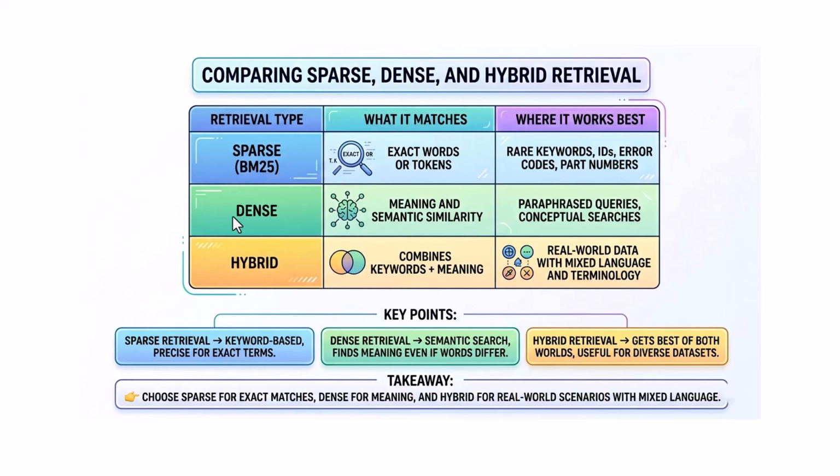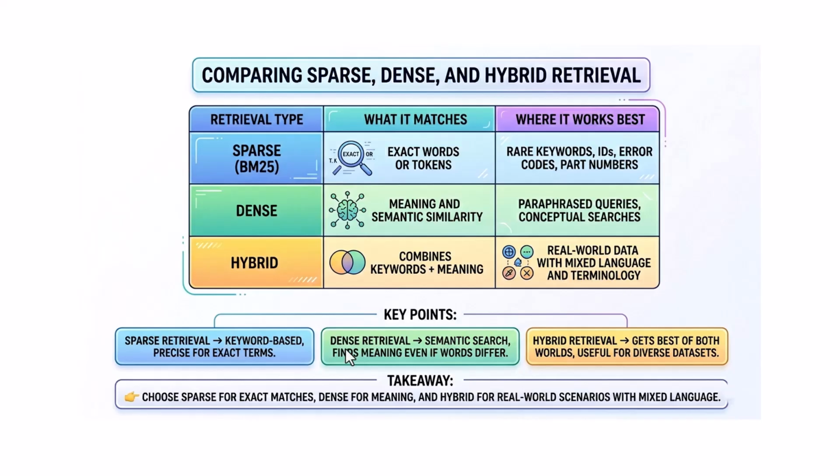Let's understand the comparison between sparse, dense, and hybrid retrieval methods. In the sparse retrieval method, it matches with exact words or tokens, and it works best with rare keywords, IDs, error codes, and part numbers. In the dense retrieval method, it matches with meaning and semantic similarity, and it works best with paraphrased queries and conceptual searches. In the hybrid retrieval method, it matches by combining both keywords and meaning, and it works best with real world data with mixed language and terminology.